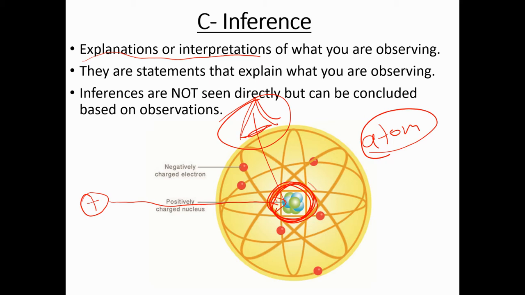So what they basically inferred from that is that there's positive particles in a nucleus that's very, very concentrated, and that the rest of the atom is essentially empty space. They didn't directly see that, but based on their observations of deflection, they could infer that. And so in science, we use observations and we also use inferences to come up with these models, to make conclusions and to understand the world more effectively.